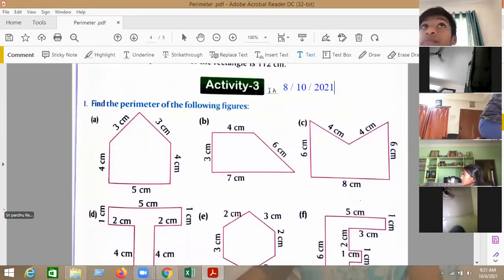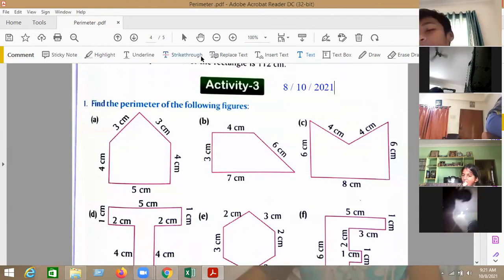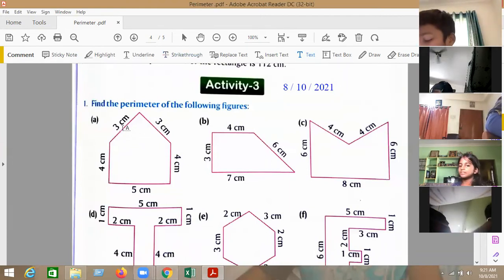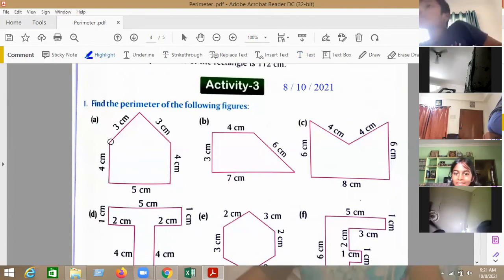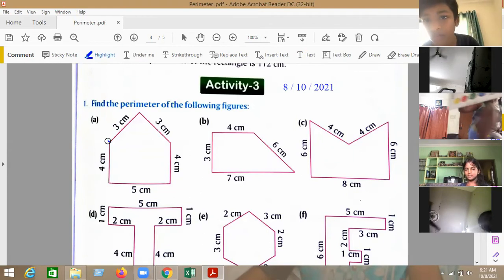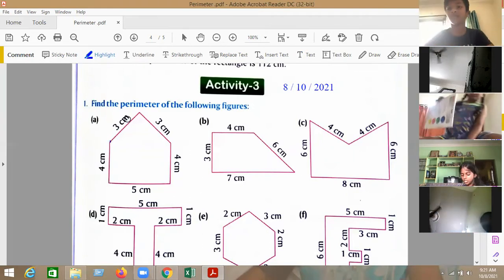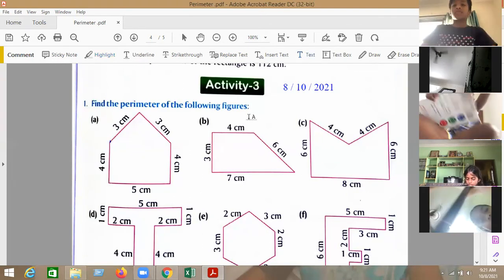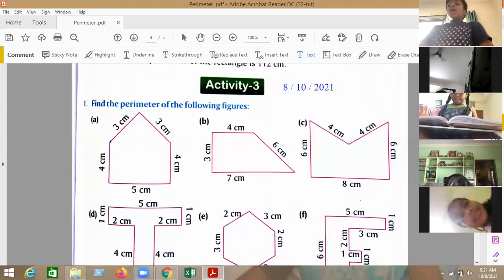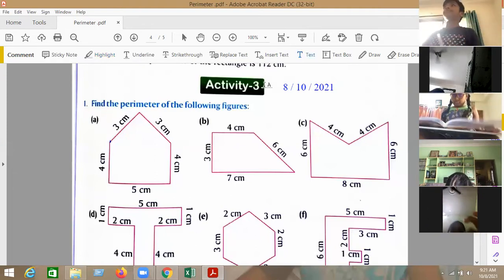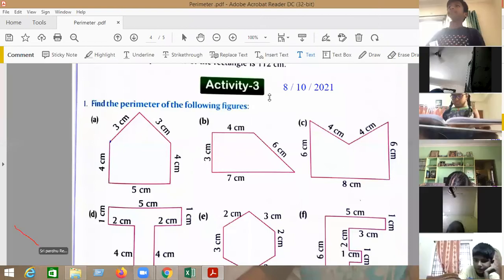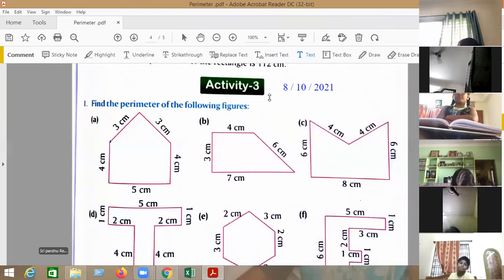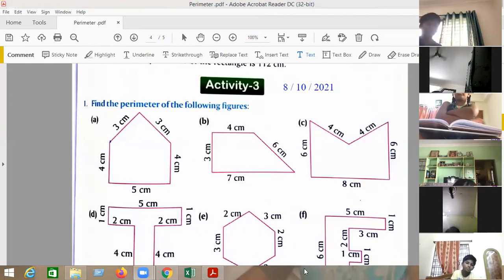So children, what is the perimeter? Sum of all the sides. So here, if you start from here, everyone fold your hands. Listen carefully. Children, now if you are starting from the 3 centimeters, I request all of you to fold your hands and sit straight on your cams. Don't scribble on the screen.